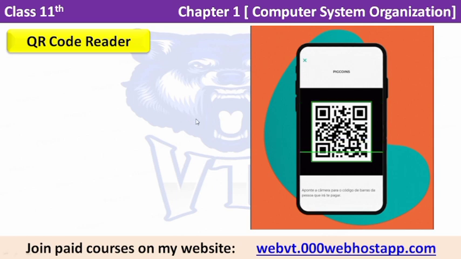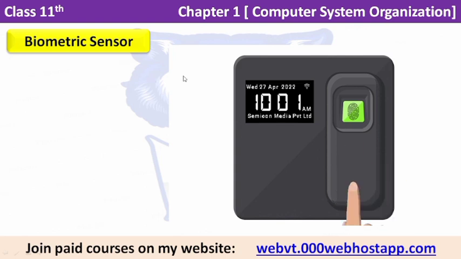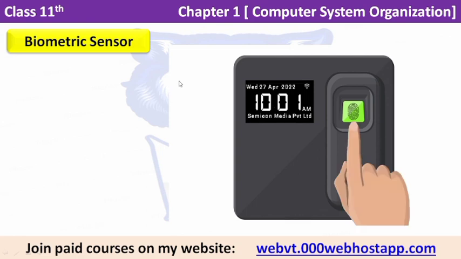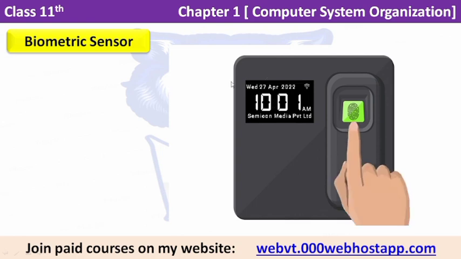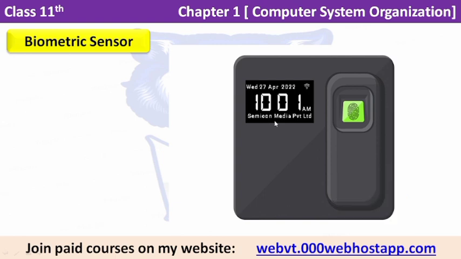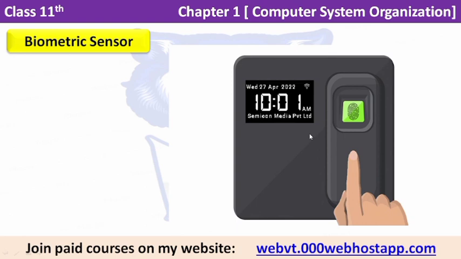After that, we see the biometric sensor. A biometric sensor is an input device that is used to uniquely identify a person on the basis of his physical or behavioral traits. Biometric sensors can scan human characteristics such as eyes, fingerprints, and DNA with the help of sensors.